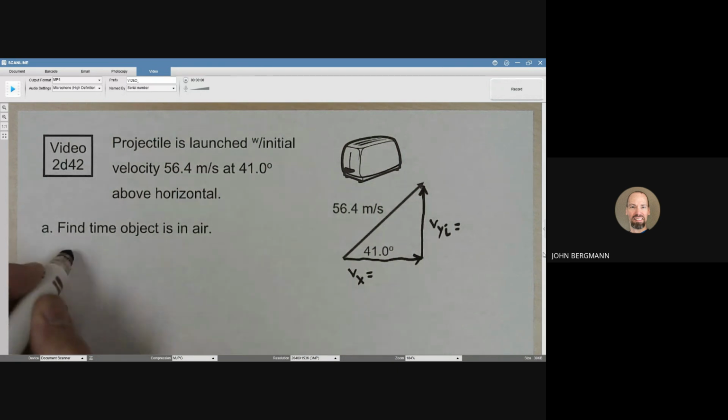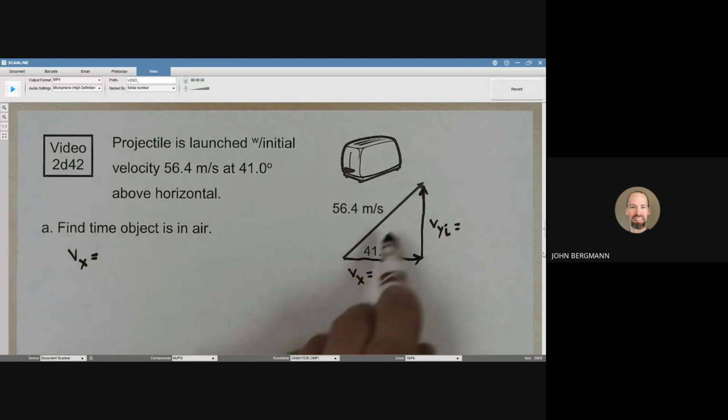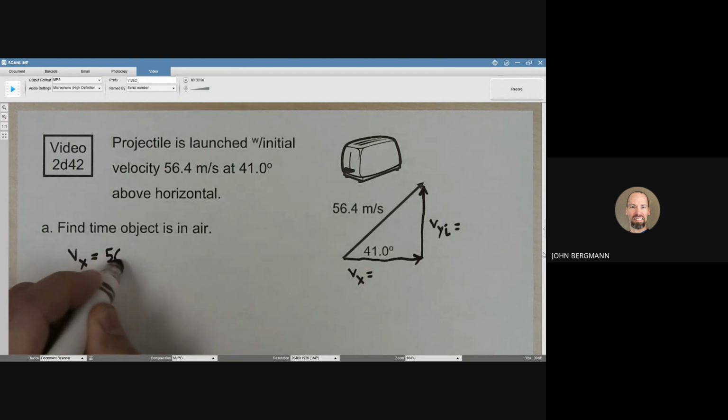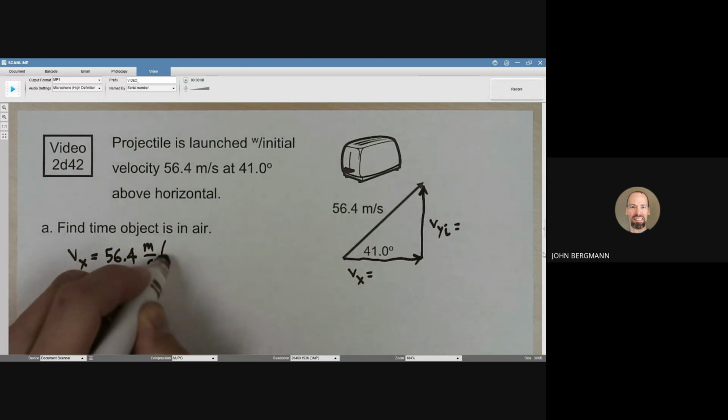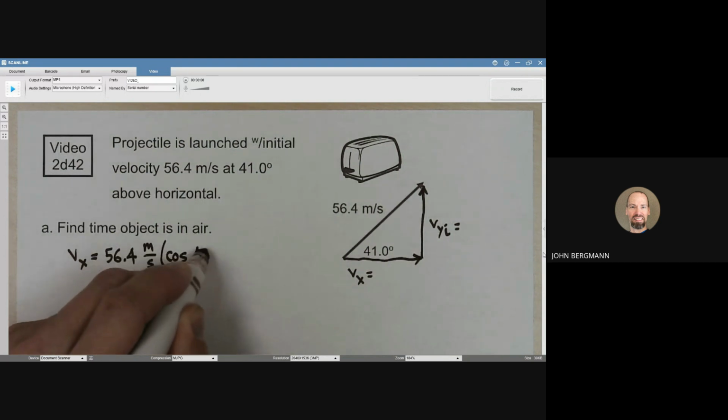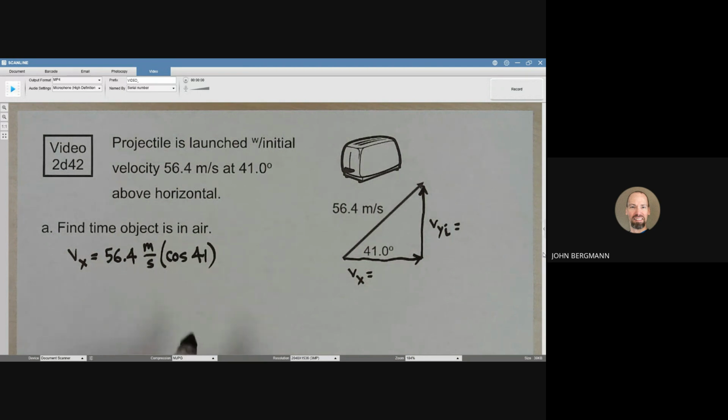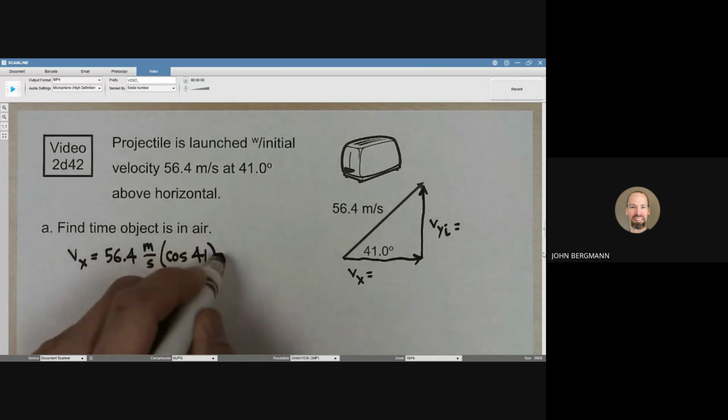Let's first calculate Vx. Vx from our right triangle is going to be the hypotenuse times the cosine of 41. We have done this many times when we were resolving vectors. 56.4 meters per second times the cosine of 41. And to three significant figures, that comes out to be 42.6 meters per second.